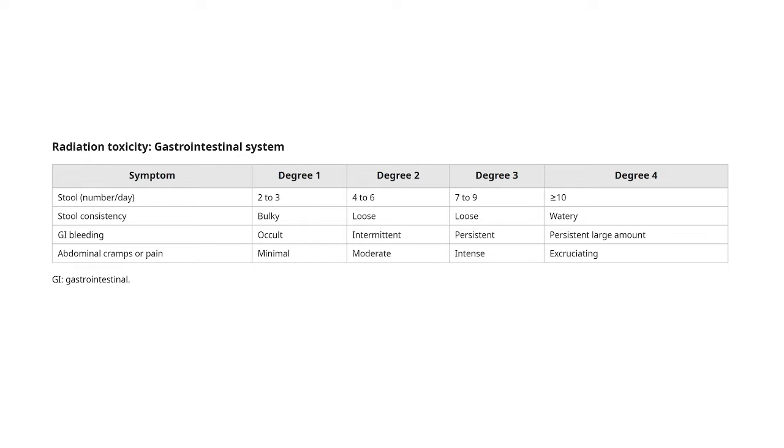Moving on to the different grades or degrees of gastrointestinal syndrome. Basically, with each degree, the symptoms get worse. From 2 to 3 stools, it may proceed to more than 10 stools, and the consistency will continuously deteriorate with the increase in the exposure dose. The incidence of GI bleed will increase, with persistent large amount of bleeding seen in degree 4, and the severity and intensity of the abdominal pain will increase with increase in grade.